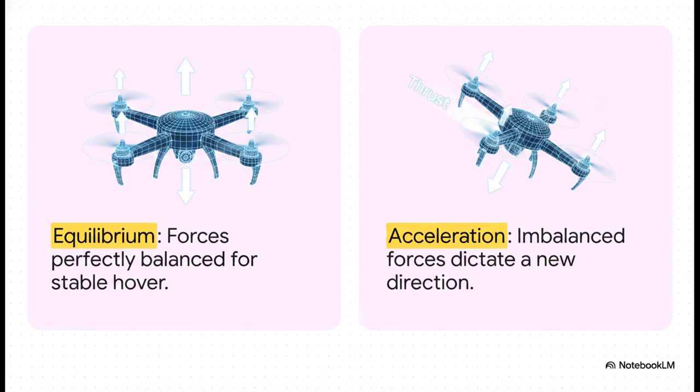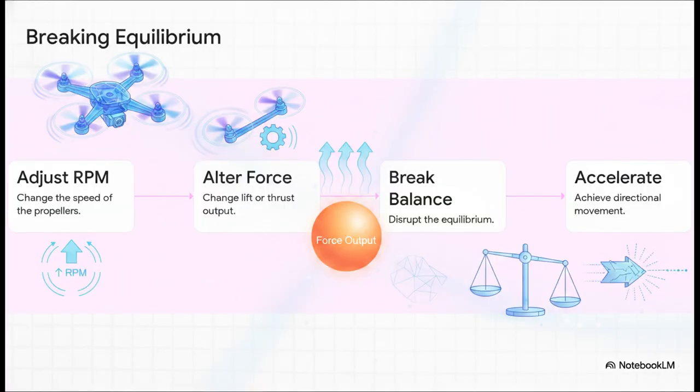You want to go up? Well, your lift has to exceed your weight. Want to go forward? Your thrust has to overcome drag. Flight is, quite simply, the controlled disruption of equilibrium. So how does a pilot actually control this? It relies on a very precise chain reaction.